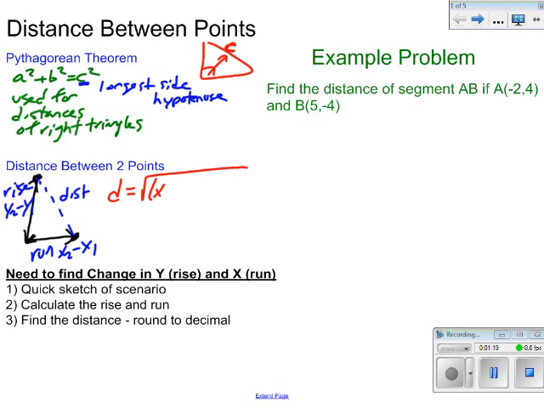Alright, so the distance formula is the square root of x2 minus x1 squared plus y2 minus y1 squared. But realize that, again, it's just the square root of the run squared plus the rise squared. So it's just the Pythagorean theorem, where your run and your rise are the legs of a triangle.